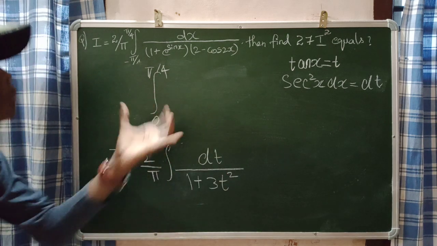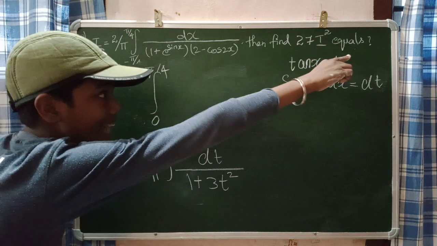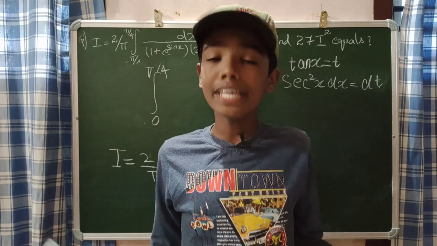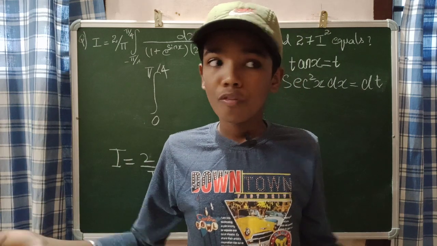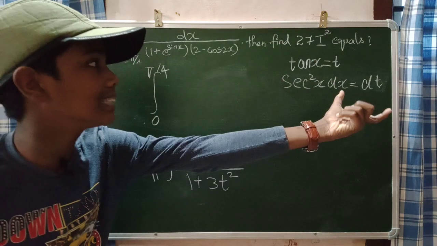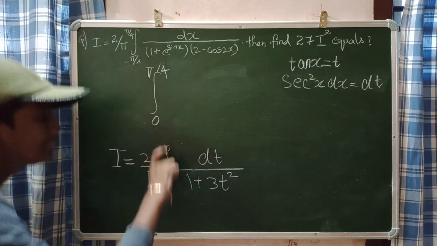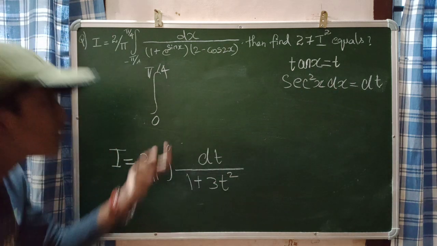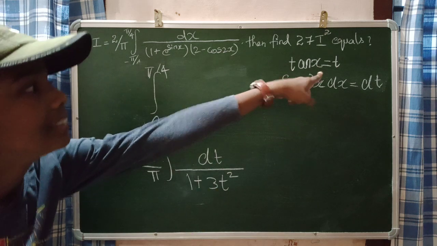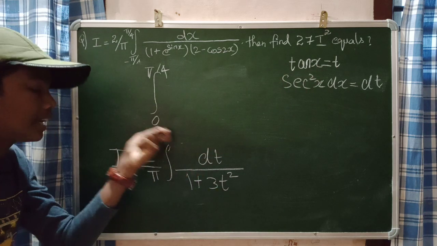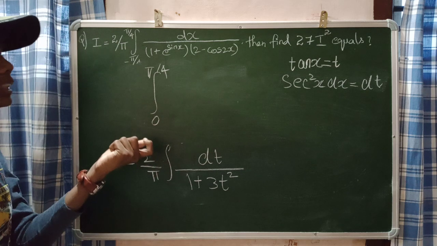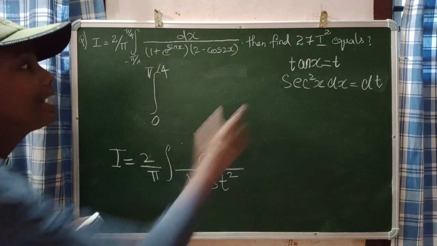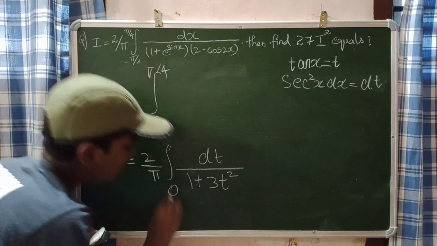Your limits will not be the same, because I am putting tan x as t. If I put any expression in terms of a new variable, your limits must vary based on that expression. Here I am putting tan x as t, so the limit takes the value of t, which is tan x. For the lower limit 0, the t value will be tan 0. Tan 0 is 0 only.